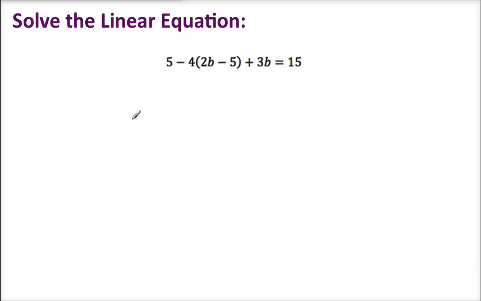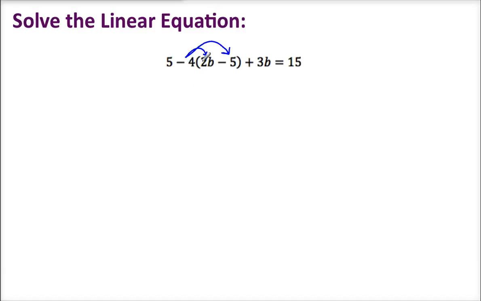Okay, next example. This one looks really big, but it's not so bad. So like I said, we need to simplify first. So first thing I see is the parentheses. And the parentheses need to be taken care of very first. So that means distributive property. This number out in front is being multiplied by everything on the inside of the parentheses. But be careful. Notice it's a -4 that's being distributed. You have to keep that sign that's out there in front of the number.